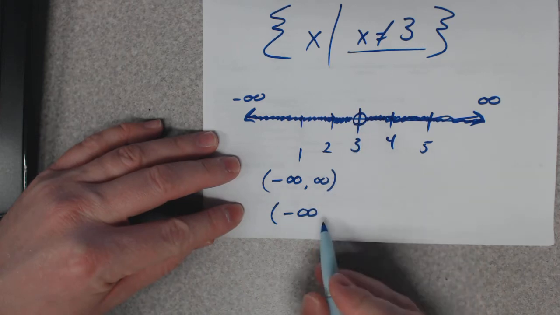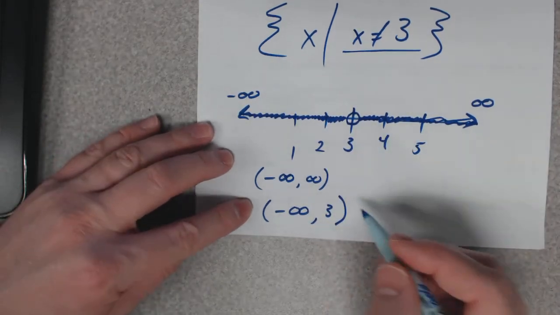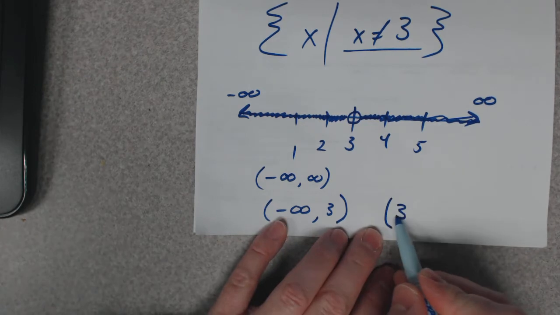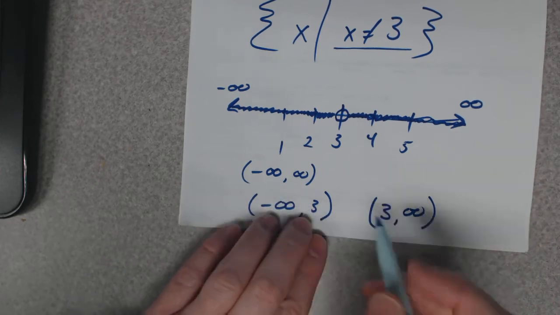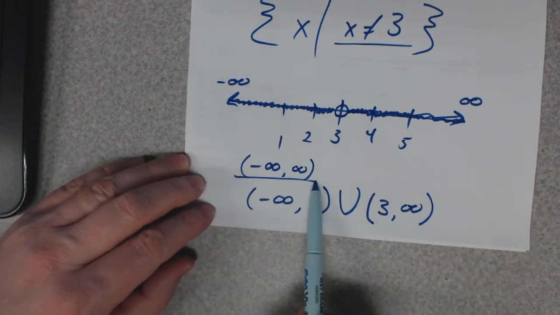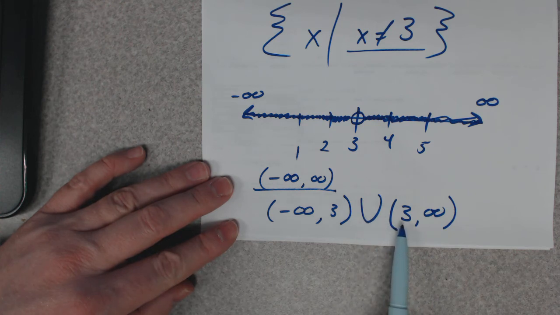When there's an open dot, you put a parenthesis. Now we're going to skip 3 and then start up with 3. So I'm going to say open parenthesis, start at 3, and then go to infinity. And we're going to put those together with a union symbol. So to recap, this means everything but 3, because you go from negative infinity to 3, skip 3, start back at 3 but don't include it. That's what the parenthesis means, and then go on to infinity.